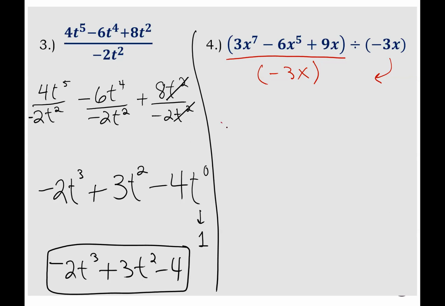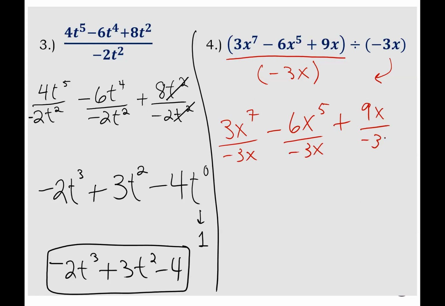Now I'll rewrite it, 3x to the 7th over negative 3x minus 6x to the 5th, also over negative 3x, plus 9x over negative 3x. We have that same sign situation as well as the previous problem. Positive, negative, positive, positive, negative, positive. We're dividing by a negative, so get ready for the signs to change. Okay, reminder about the exponents. I know you know this, but there's a 1 exponent on that 3x term.